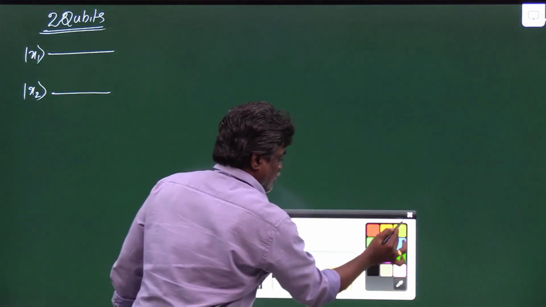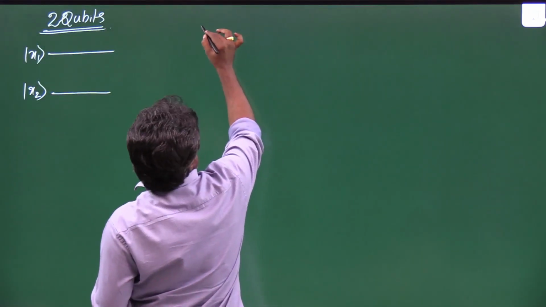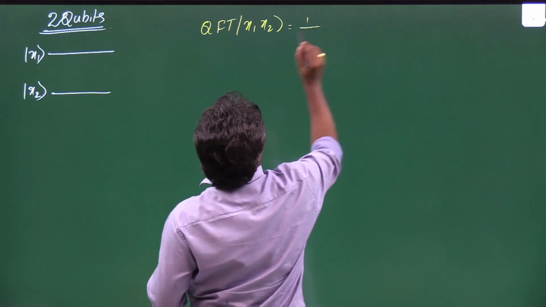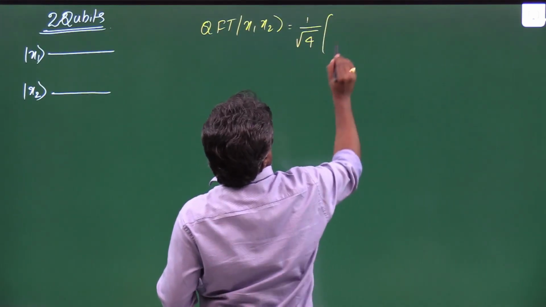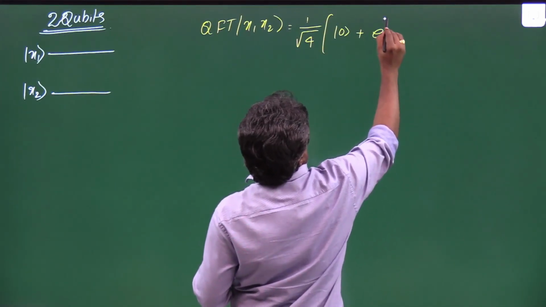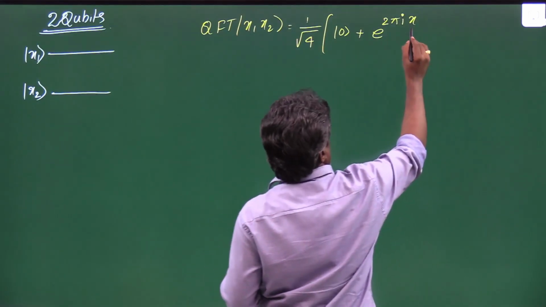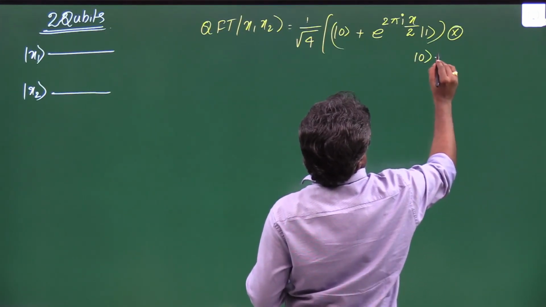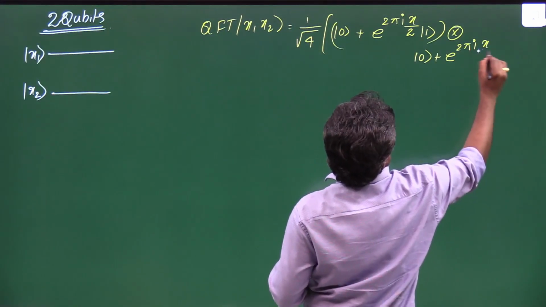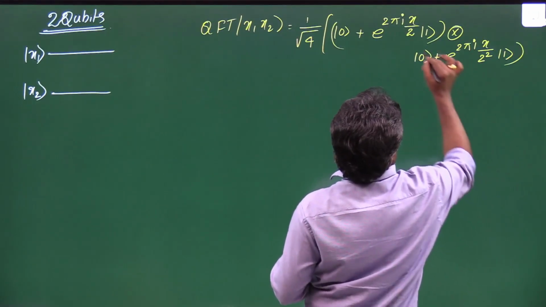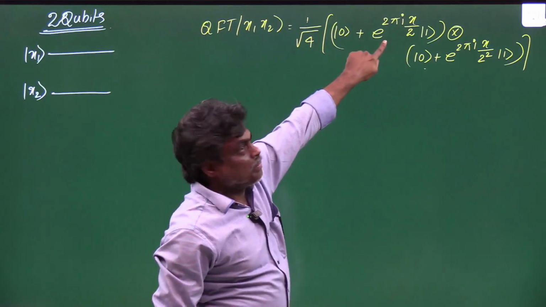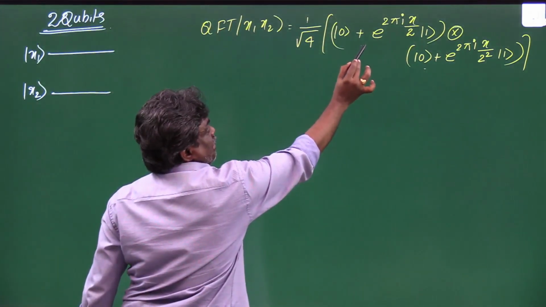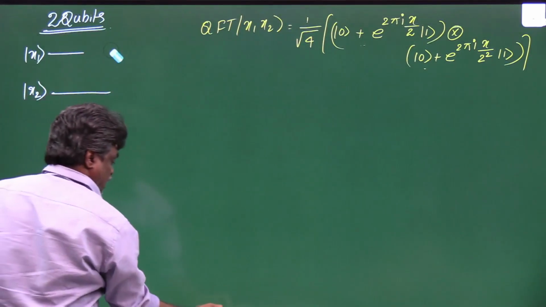Now once again I am writing this 2 qubit QFT. QFT for 2 qubits x1 x2. I hope you remember. It's 2 qubits, that's why 1 over root 4, ket 0 plus e to the power of 2 pi i x by 2, ket 1, tensor, ket 0 plus e to the power of 2 pi i x by 2 to the power of 2. Good. And now this first one can be done by Hadamard. Rotation is not required. Okay, is it clear? Yes, sir. So now on the first one I am taking Hadamard.